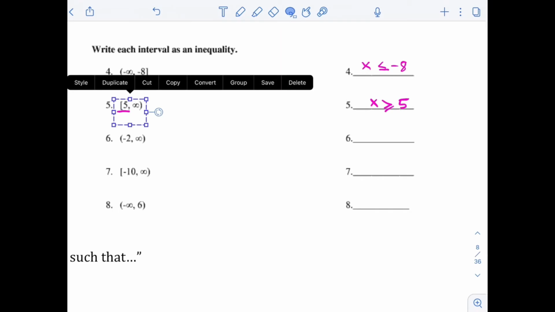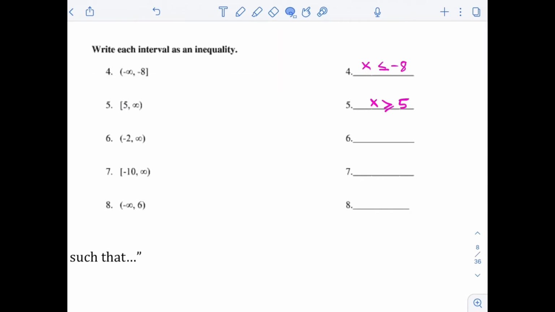In this case, number 6, it gives me a parenthesis at -2, and it goes all the way to positive infinity. That means it goes to the right, but it does start at -2 with a parenthesis. That means there will be no equal sign. So x is greater than -2.